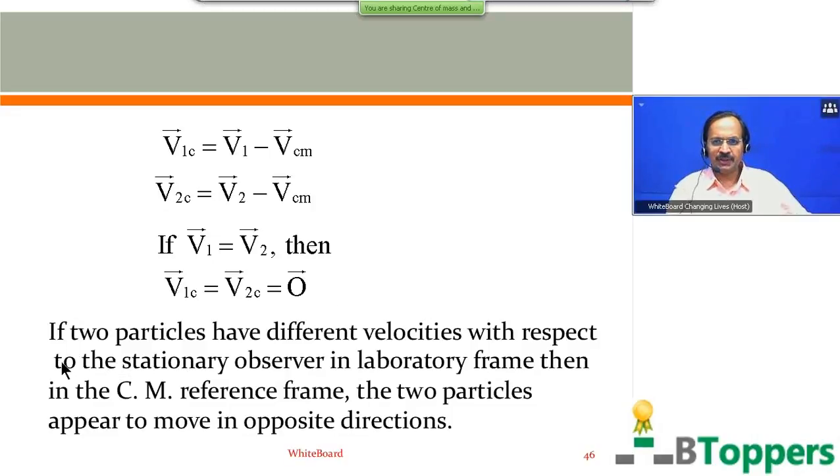So here I have given the same conclusion which I discussed previously. If two particles have different velocities with respect to a stationary observer in the laboratory frame, then in the center of mass frame, the two particles appear to move in opposite directions. Come on, finish copying this. In case you need more time to copy this, you can take a pause and take your time.